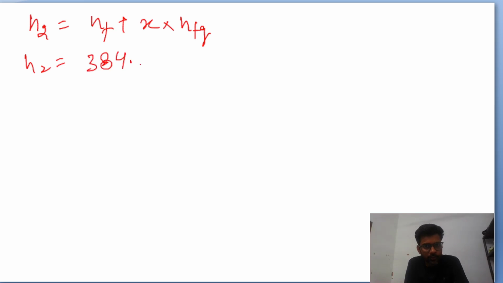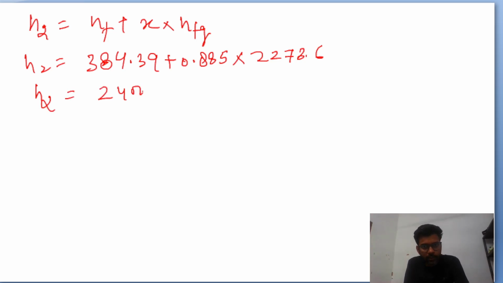Now H2, that is enthalpy at state 2, which is Hf plus X into Hfg. So H2 is 384.39 plus 0.885 into 2278.6. So we get enthalpy at state 2, which is 2400.95 kilojoule per kg.